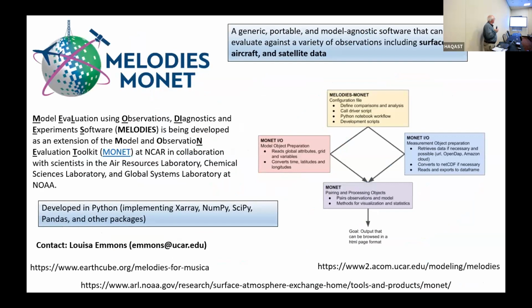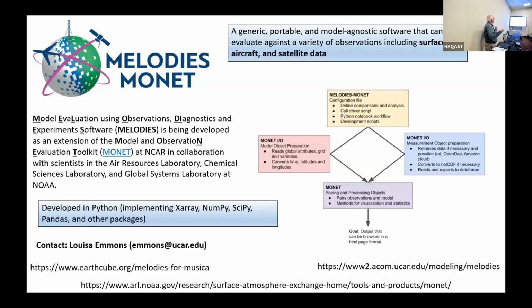Melody's Monet is being developed now by NCAR and by NOAA at the Chemical Sciences Laboratory and Global Systems Laboratory. And this is a Python package that will be publicly available that will do all this for you. It will account for all the information about the averaging kernels. It'll account for acquiring the satellite data, having input from different models in a very modular way. This is under development right now. Louisa Emmons at NCAR is the lead of this effort. And first of all, I suggest starting to take a look at that.